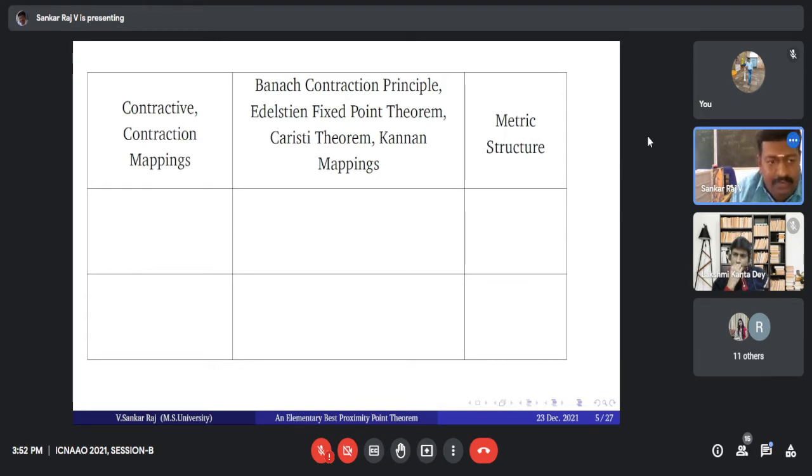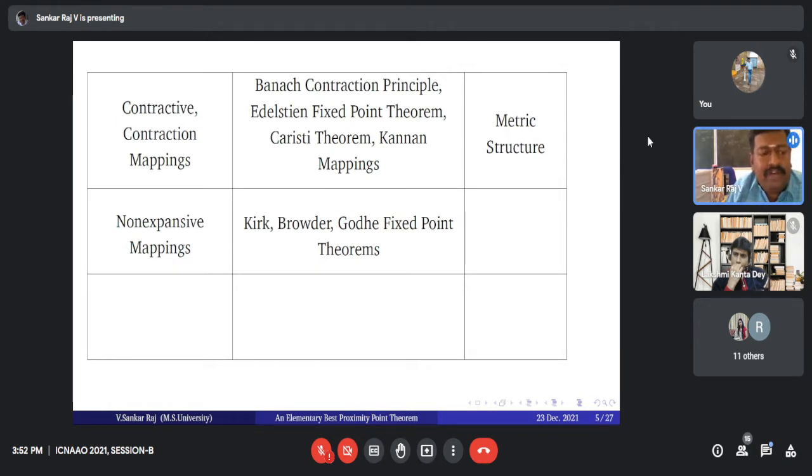But this will not work for non-expansive mappings. If you are going for a non-expansive mapping, we may not get a fixed point. We can find a non-expansive mapping which may not have a fixed point. If it has a fixed point, it may not be unique. Even if it has a unique fixed point, the sequence of iterates need not converge to that point. So it is more difficult to work with non-expansive maps than with contractive or contraction type mappings.